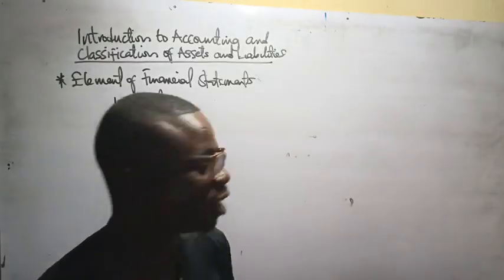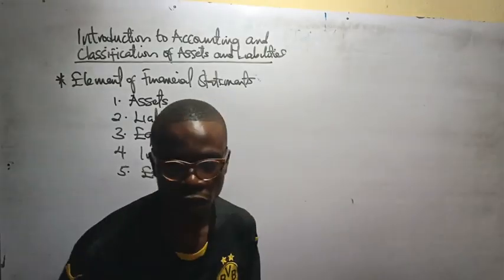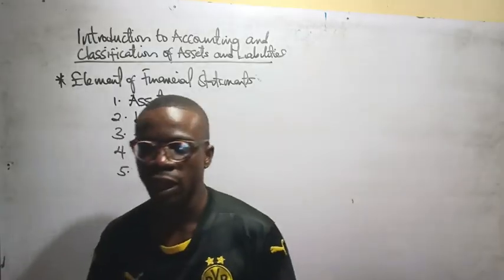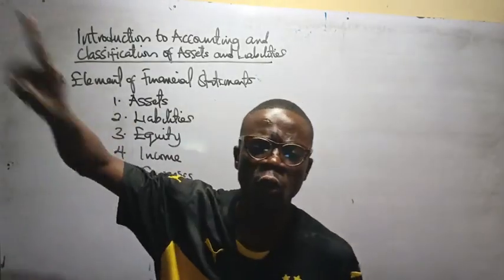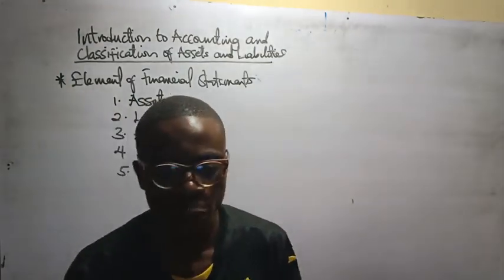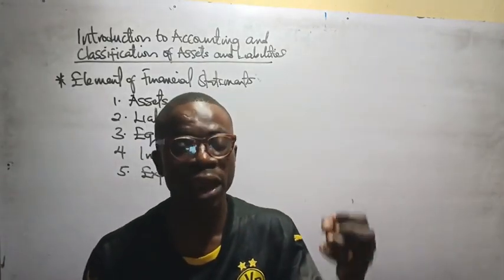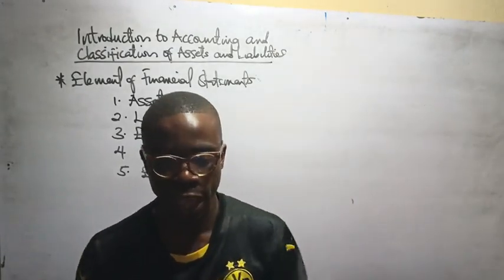We have retained earnings. What do you mean by retained earnings? Retained earnings is just the accumulated profit. Let's say a company is making profit. That means any profit they make in any year, they will be taking it to retained earnings. So that's why we say retained earnings is the accumulated profit. The profit that the company is making over the years is what makes up the retained earnings.